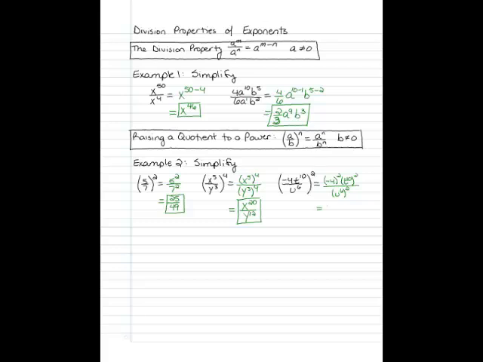Negative 4 squared is 16, t to the 10th squared is t to the 20th over u to the 6th to the 2nd power, u to the 12th.